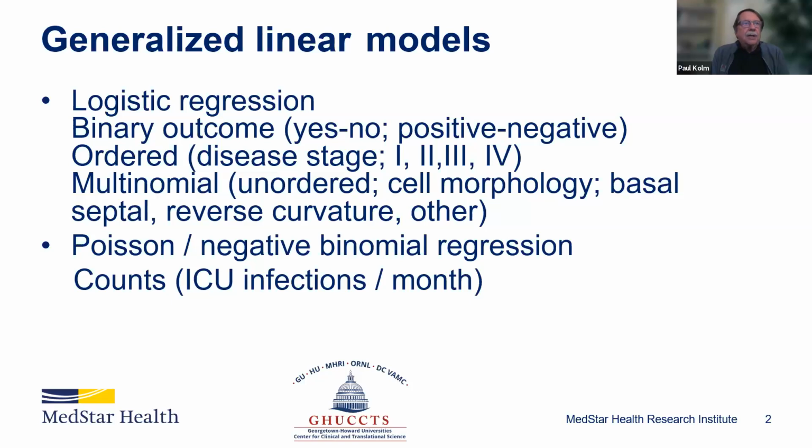And then the last method that we want to talk about is Poisson regression, and negative binomial regression. And so in this case, our outcome data is counts. So for example, maybe we want to look at the number of ICU infections per month, or something that is a count.